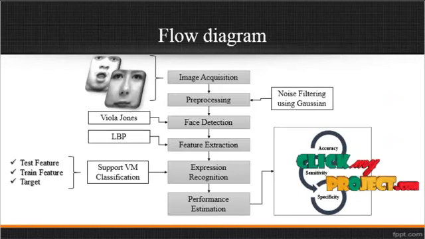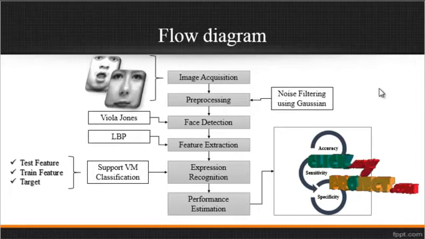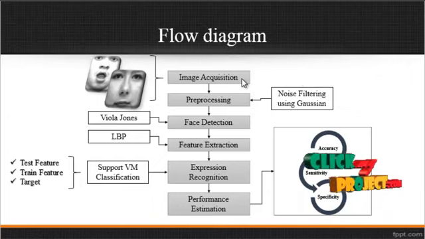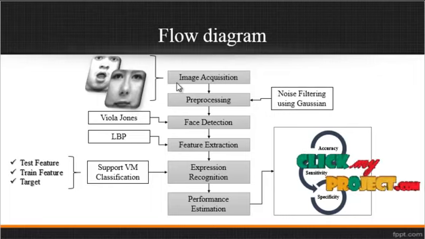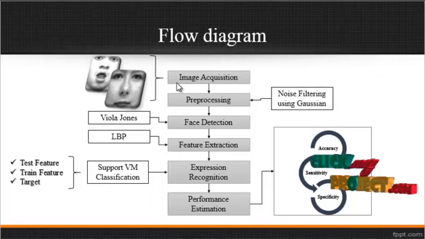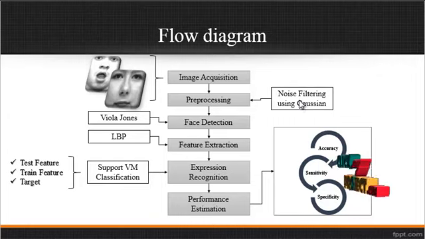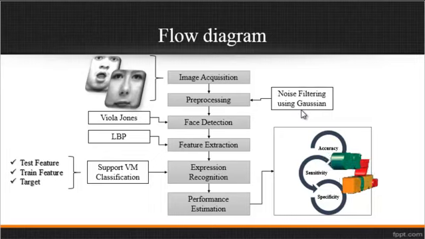Now we are going to discuss the flow diagram for the process. This is the overall flow structure for the process. At first, image acquisition, that is getting an image from the dataset. The dataset is a folder which consists of several images. After getting any one image from the dataset, pre-processing is carried out. In this pre-processing step, noise filtering is done using the Gaussian filter. The Gaussian filter is used to remove the white noise present in the image. After the noise removal, the noise-free image comes out of the pre-processing.